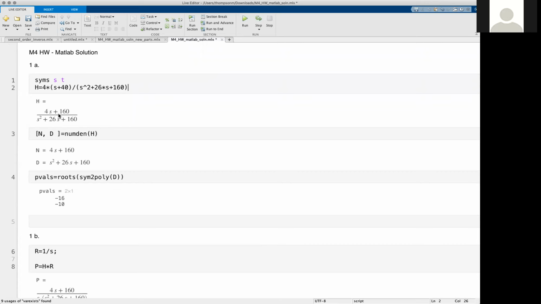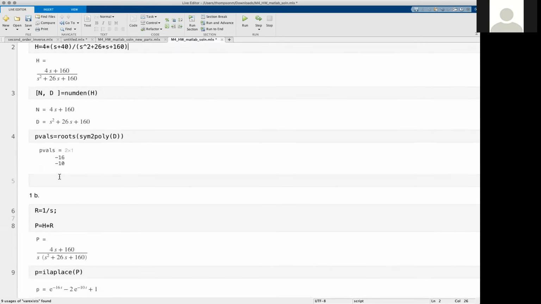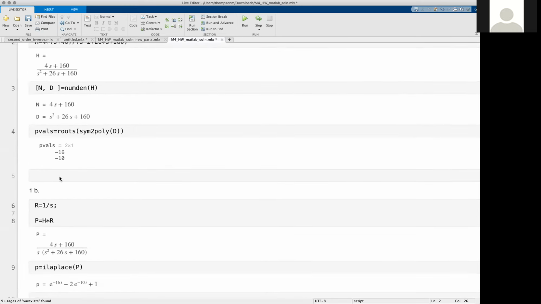From there, you were asked to produce the poles and the zeros of the system. You can do that using the num-den symbolic command in Matlab to separate out the numerator and the denominator. Here I found the roots of the denominator, and of course that gives you the poles. If you're also looking for the zeros, you'd have to repeat that for the numerator.